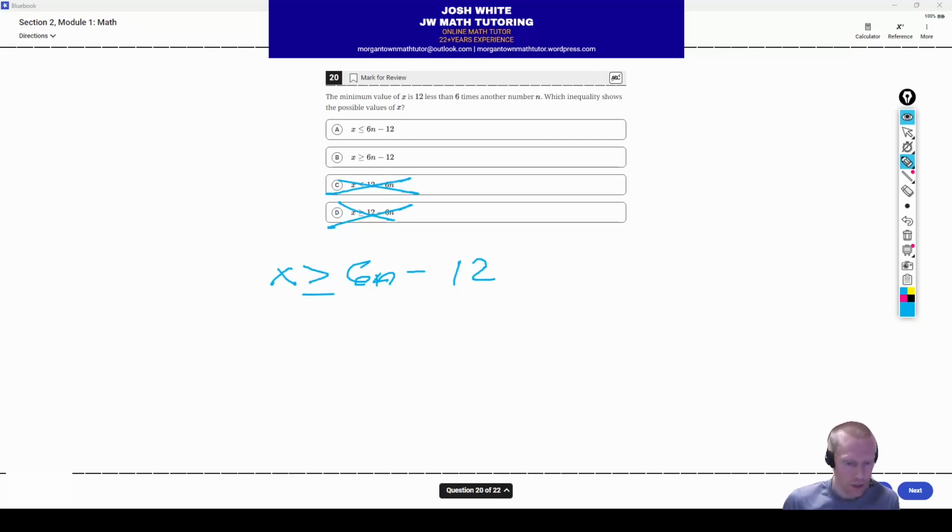The correct answer is going to be greater than, because if you think about it, this is the smallest possible value of x, and then we want much larger values. If you set it less than or equal to, as in answer choice A, which is wrong, that's saying 6n minus 12 is the ceiling. In other words, x cannot get any bigger than that, which is not what you want. You want this to be the floor, and x to therefore always be above that. So the correct answer is going to be B.